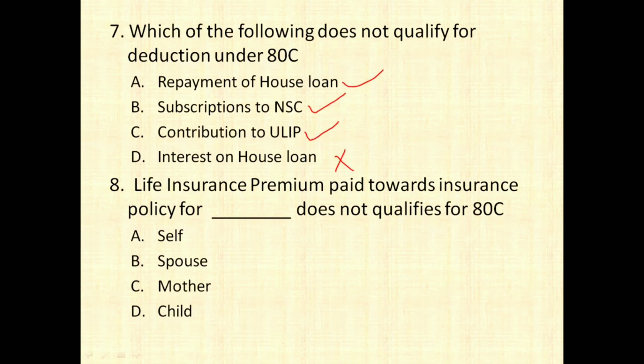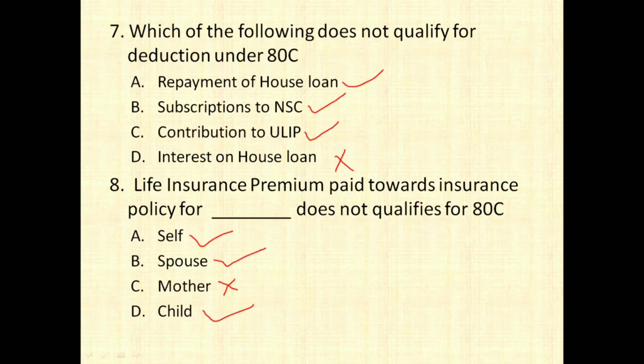The next question is life insurance premium paid towards insurance policy for dash does not qualify for 80C. Now 80C, when we see, we usually go for life insurance premium which is eligible and which you can claim for few people. Whom you can claim for: self, you can claim for your own, you can claim for your spouse, it may be husband or wife, you can claim for your child, right? But you cannot claim for your mother. So mother, father, parents, brother, sister, all these persons you cannot claim LIP or life insurance premium under 80C.